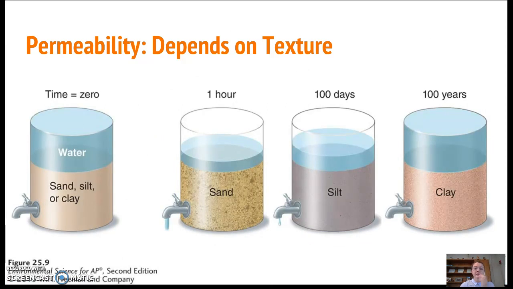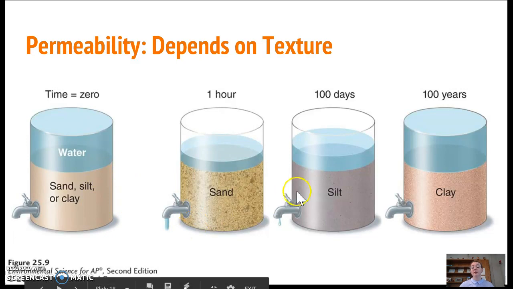Permeability of a soil depends on the texture. It's going to depend on the amount of sand, silt, and clay in it. This image shows the relative permeability of each of those three materials. You can see here that sand is pretty permeable. After an hour, water is going to start permeating through those sand particles, making its way through, and that jug would be able to drain.